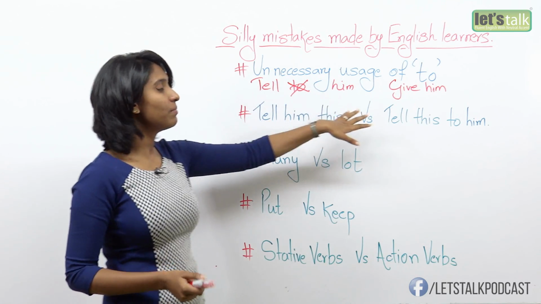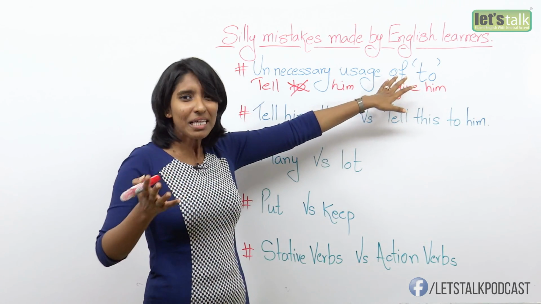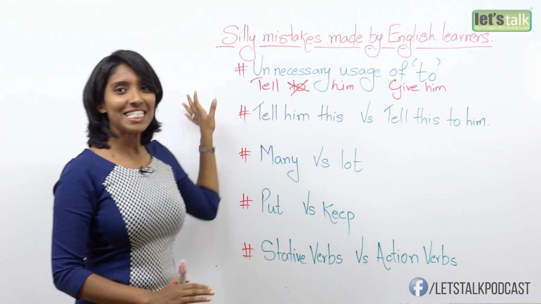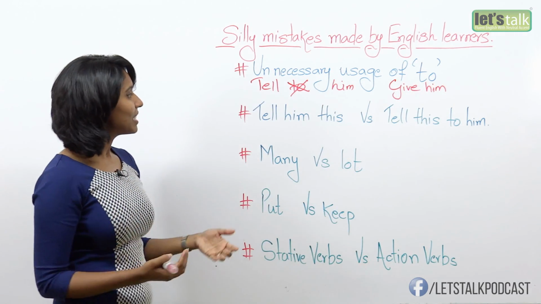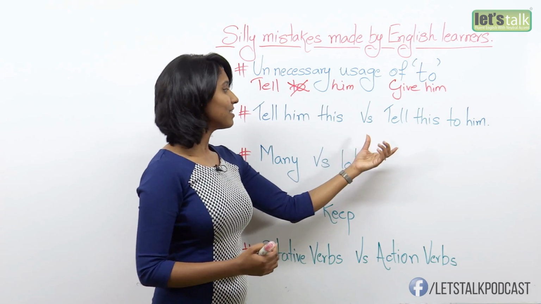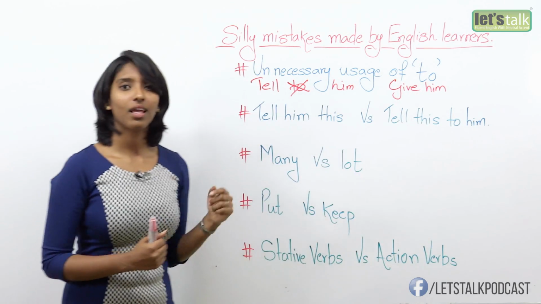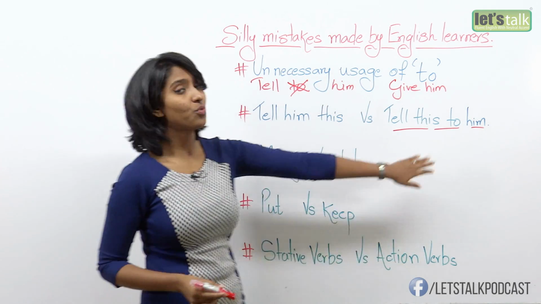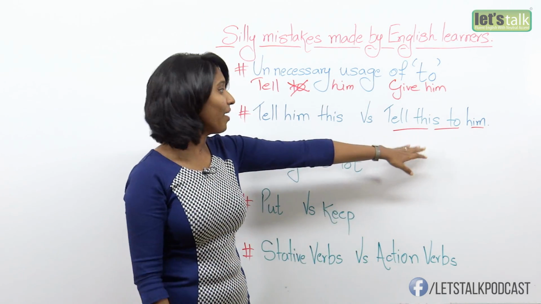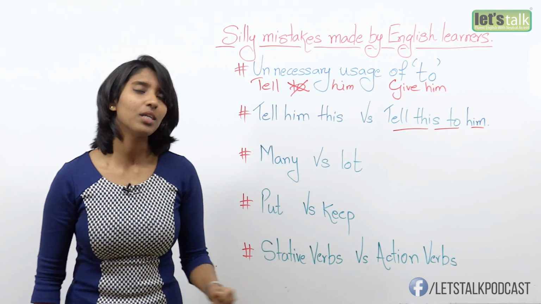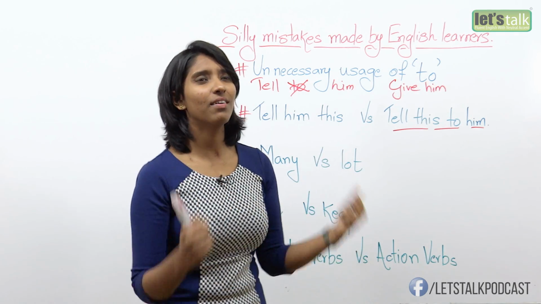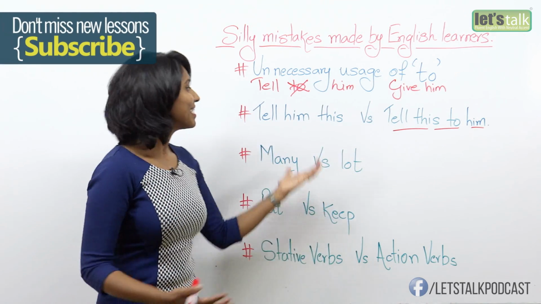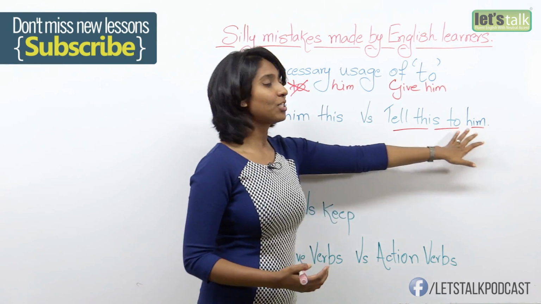So "tell to him", "give to him". "Give to him" may sound right at some places, but generally it's usually wrong. "Give him", "tell him". The next one is "tell him this" versus "tell this to him". What do I mean by "tell this to him"? Again, unnecessary usage of "to". "Can you please tell this to him that I love him?" No. "Can you please tell him this, that I love him?" "Tell him this" and not "tell this to him".